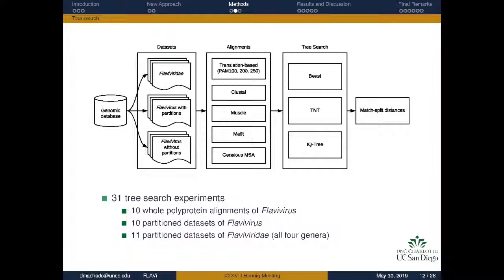We used different strategies to account for the effect of sequence alignment. Likewise, we performed searches under parsimony, maximum likelihood, and posterior probability to assure that the observed effects were not due to search strategies alone. The protocol above resulted in 31 tree search experiments, and we calculated the matching split distance among all unrooted trees generated this way.